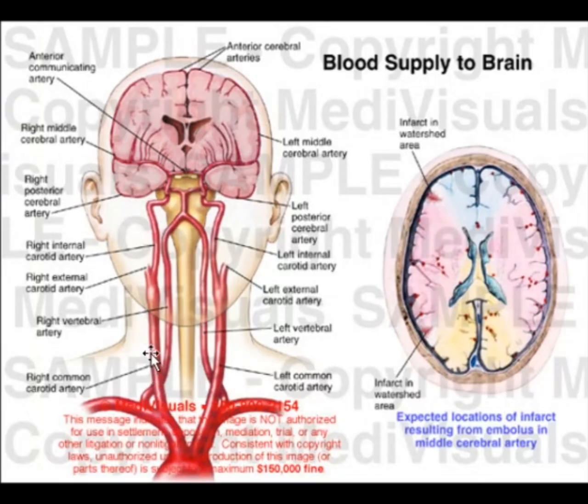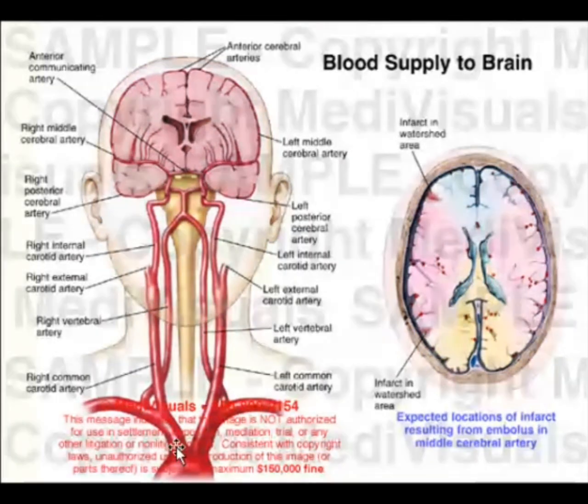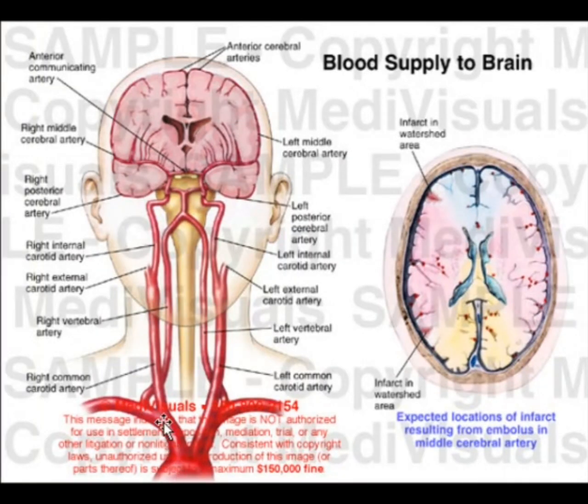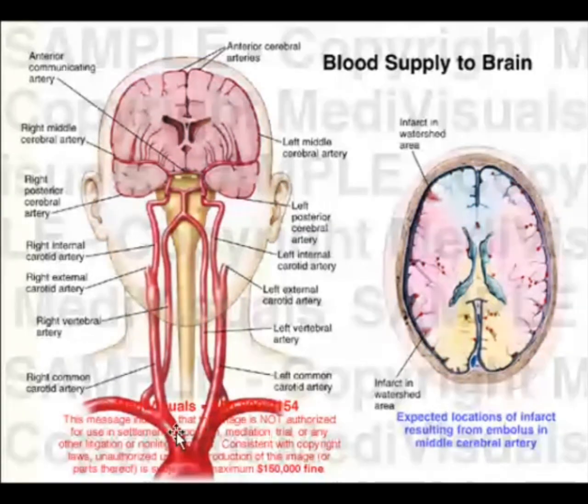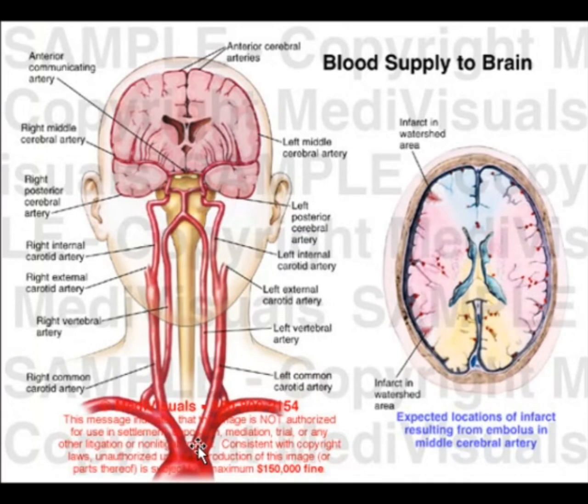I repeat, the right common carotid artery and the right subclavian artery are branches of the brachiocephalic artery, which is a direct branch of the arch of the aorta. However, on the left, the common carotid and the subclavian, they come directly from the arch of the aorta.